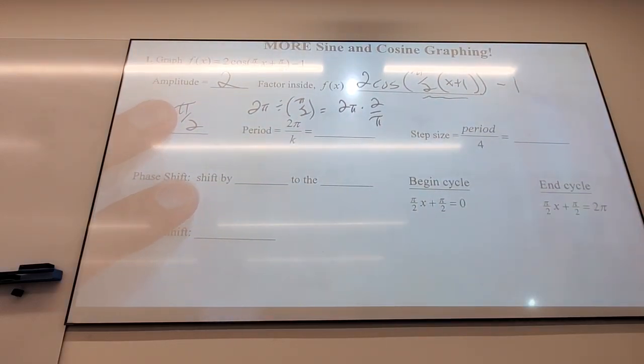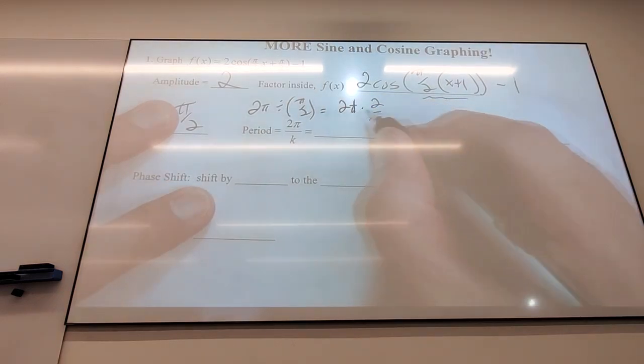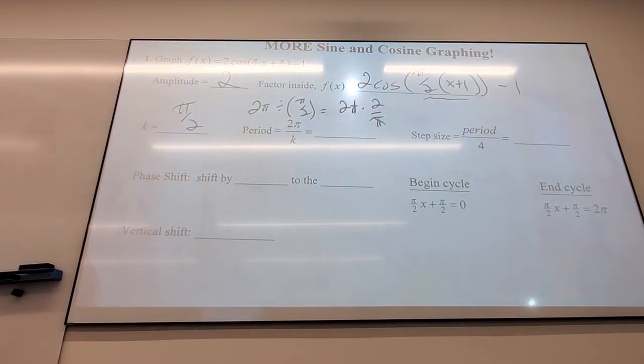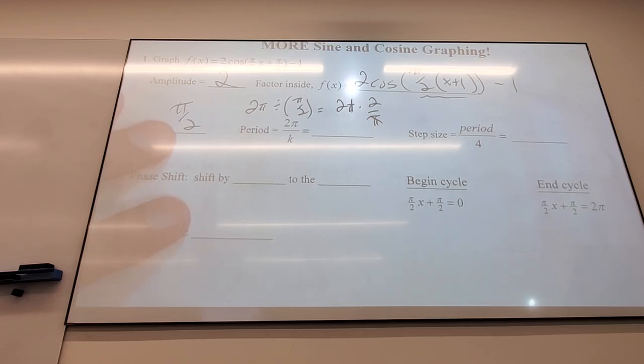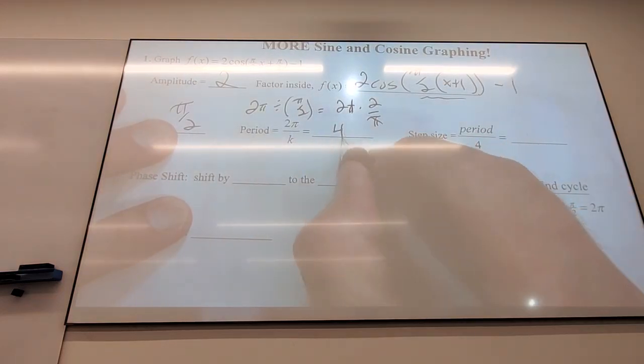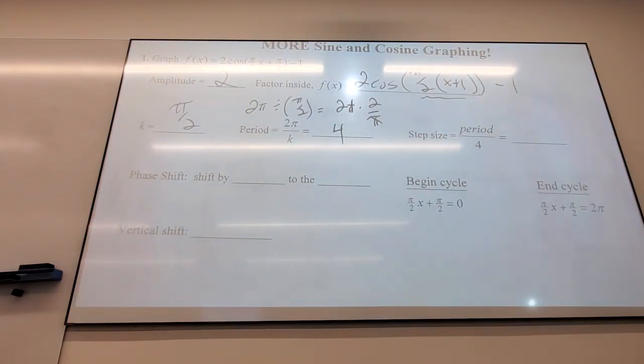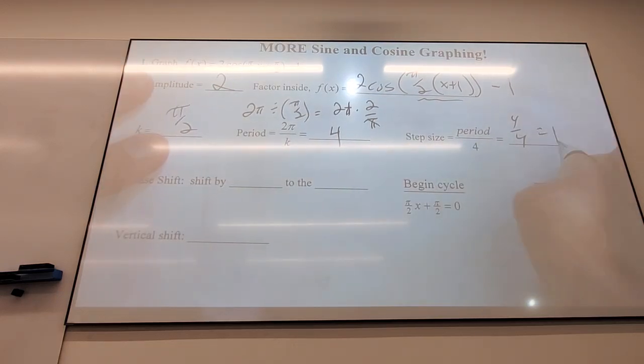And then what happens? The pi's, it's very sad. I want the pi's to cancel. I ended up with what? 4. Holy shit. Okay. Which makes the step size really, really nice. Why do I divide by 4? Is this 4 steps? Give me 4 steps? Yes. So 4 over 4 is 1.